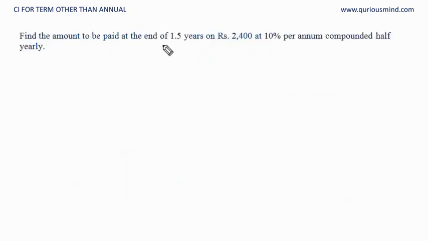Find the amount to be paid at the end of 1.5 years on rupees 2,400 at 10% per annum compounded half yearly. Let's write the givens. Now we are talking about the percentage rate. The rate given here is 10% per annum, but we are compounding half yearly. So we need to know the rate for half year, not for 1 year. So the rate for half year would be 10% divided by 2. That would be 5%.